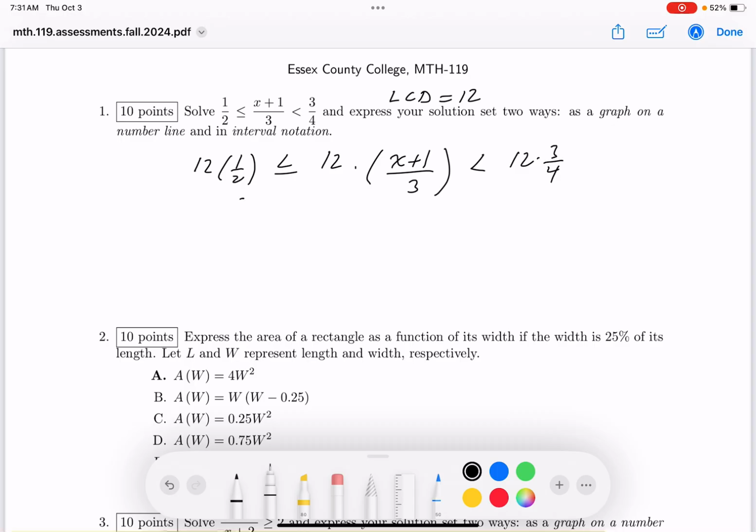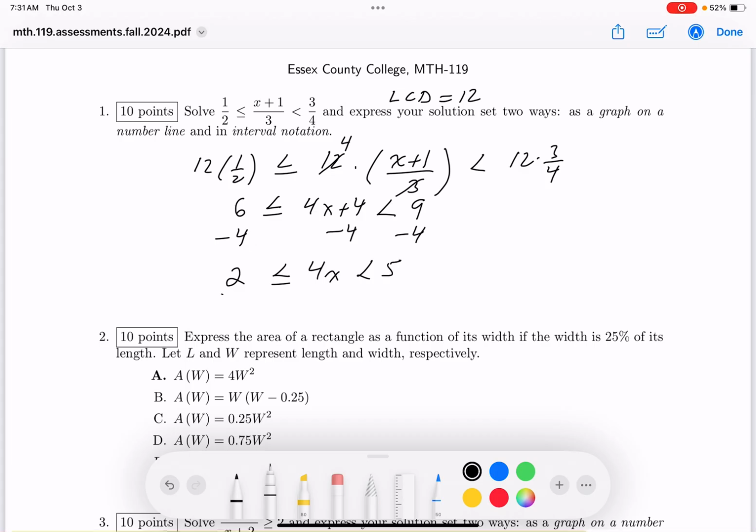Fairly easy to do. You get 6. You should realize that 3 goes into 3 once, goes into 12 4 times. You get 4x plus 4. Again, 4 goes into 12 3 times, and 3 times 3 is the number 9. The next thing I'll do is subtract 4 from all sides. Relatively simple. What do you get there? You get 2, you get 4x, and you get 5.